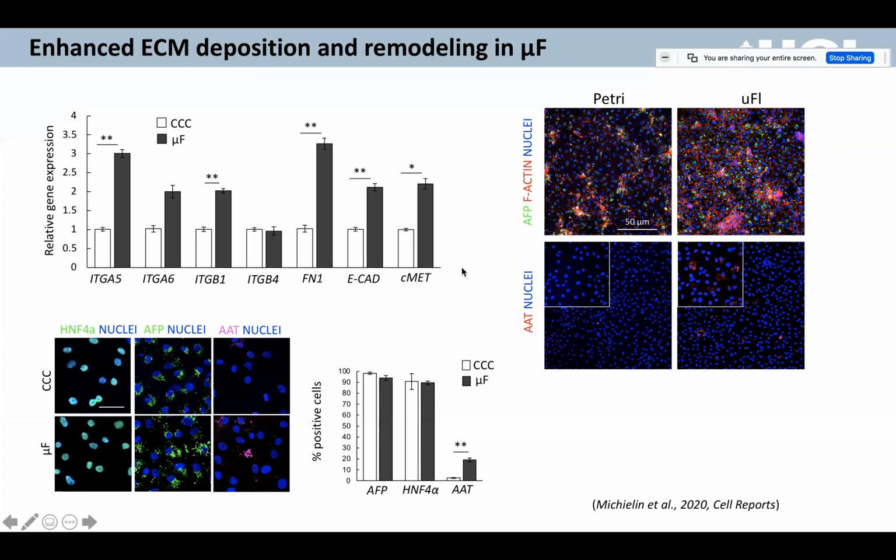So this gene expression analysis also corresponded to a differential phenotype between hepatocytes derived in microfluidic compared to those derived in Petri dish, where we observed in the first a more epithelial defined phenotype, and also actually higher expression of mature hepatic markers, despite the very early stage.